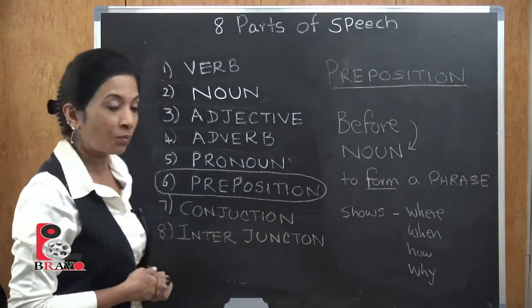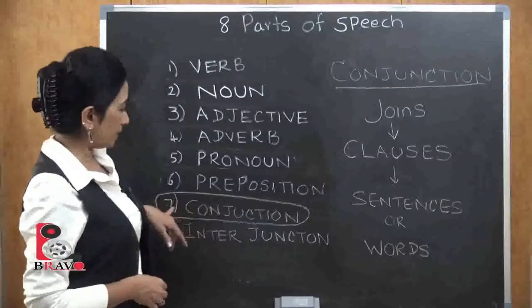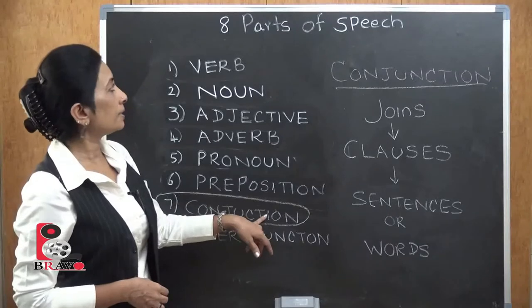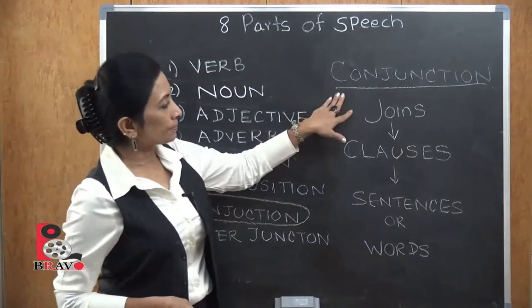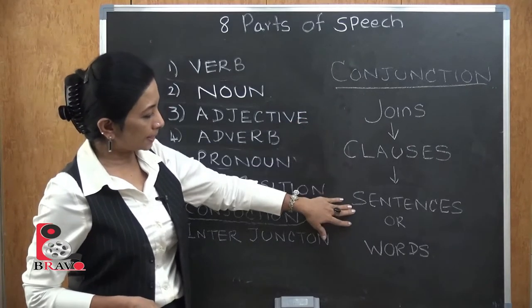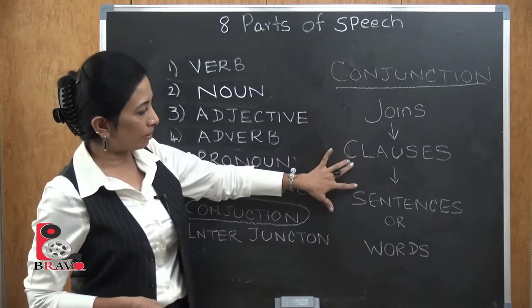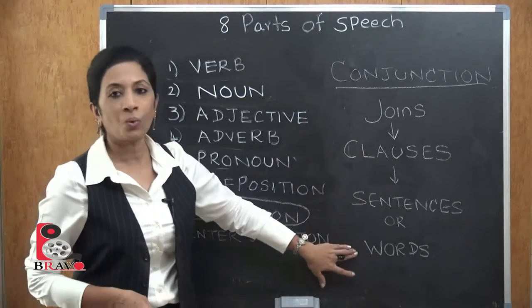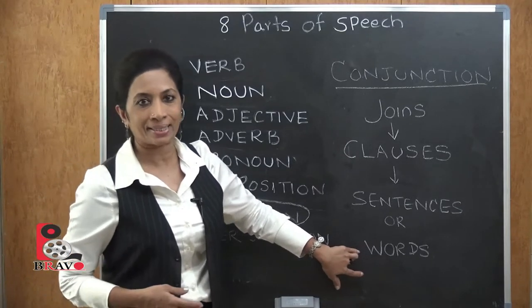And now we are going to move on to the seventh one, which is called conjunction. Conjunction is the seventh part of speech of grammar. It joins clauses, sentences or words. I repeat, it joins clauses, sentences or words. And again, as I said, we will come to the details of it a little later in the class.